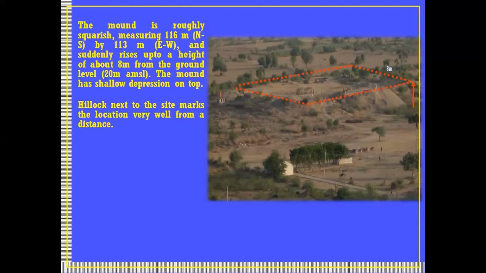If you look at the main mound, this site hardly measures 116 by 113 meters, and the height from the ground level goes up to about 10 meters or a little more, or in some areas a little less. The central part of the site is shallow, and the site is squarish, and the peripheral areas are higher.